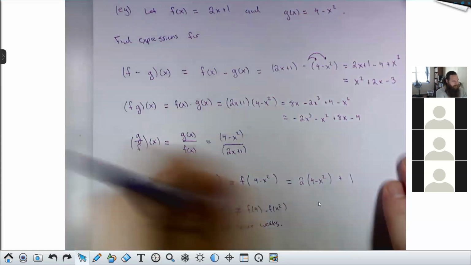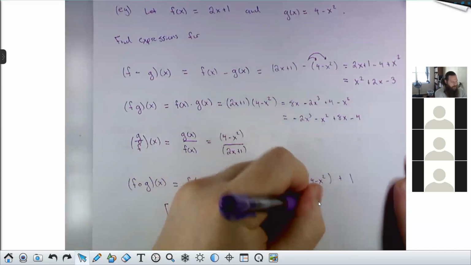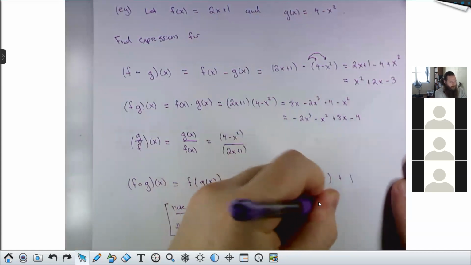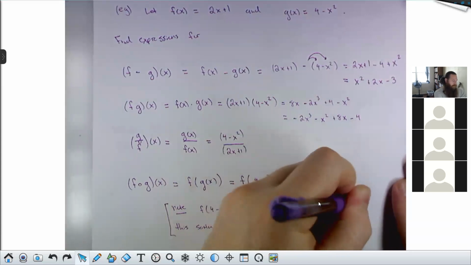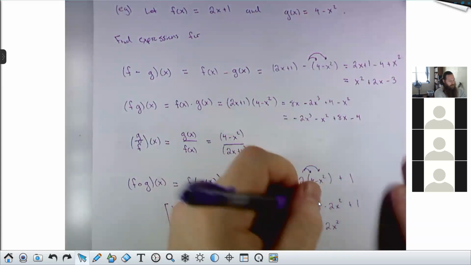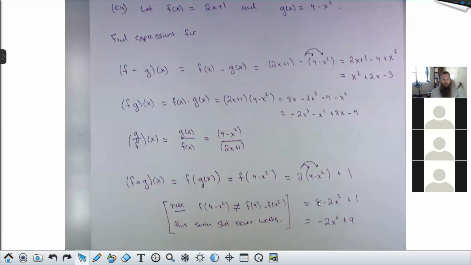Now we can clean up what we have over here. This piece, we can distribute the 2. So if I distribute my 2 here, I'll have 8 minus 2x squared, and then I still have this plus 1. And I could rewrite that in standard form as negative 2x squared, and then 8 plus 1 is 9. Questions on any of these? Okay.